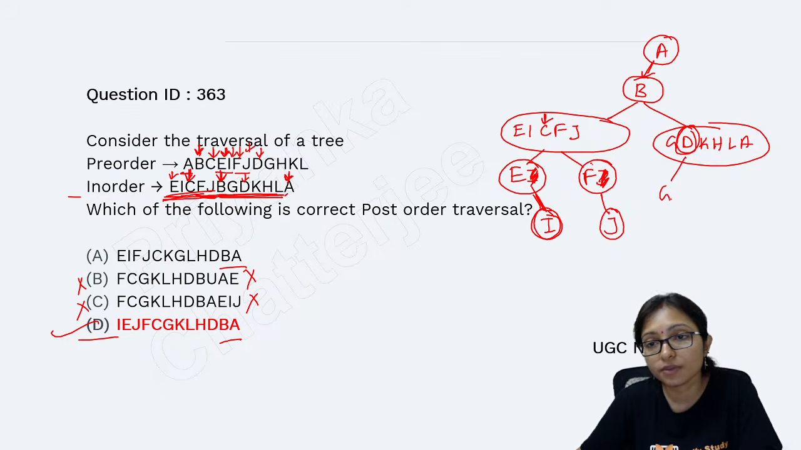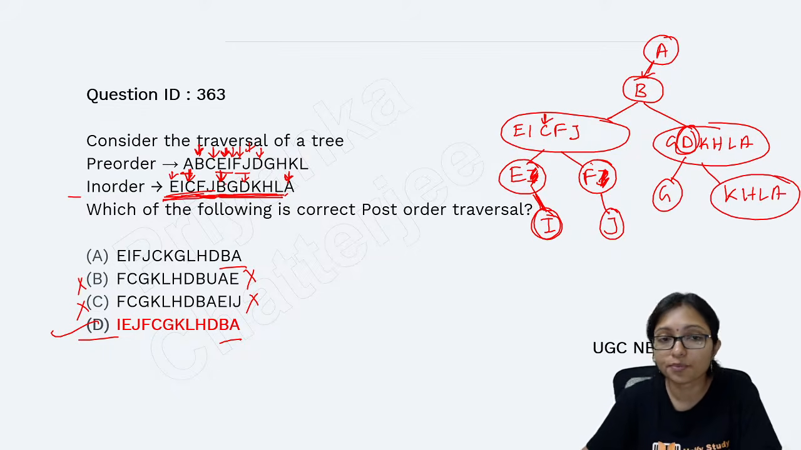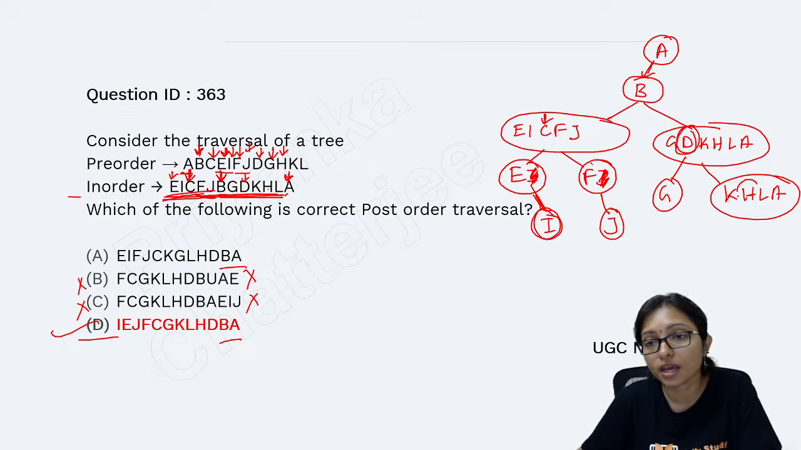Now D. Whenever you get D, D is your root here. So G will be your left child, and K, H, L, A are in the right subtree. After that, next one is G, which is done already. Next one is H, so H is your root. Before H there is K, so K is my left and L, A in my right.